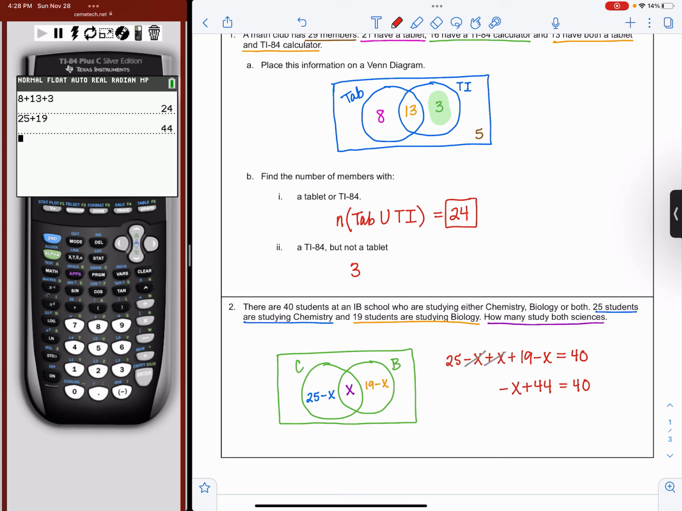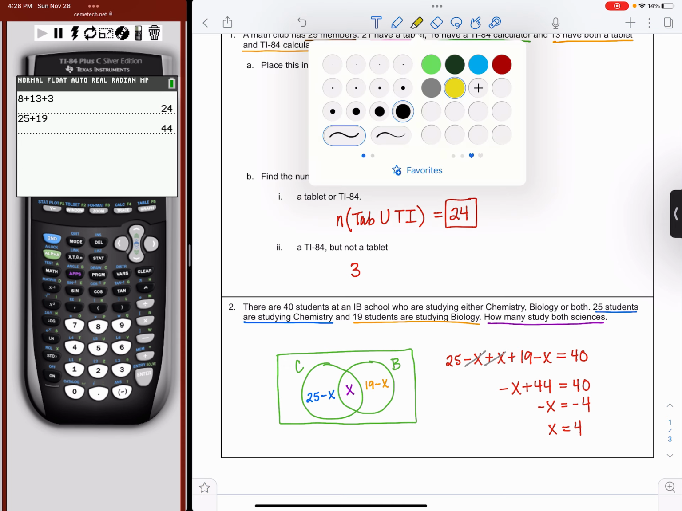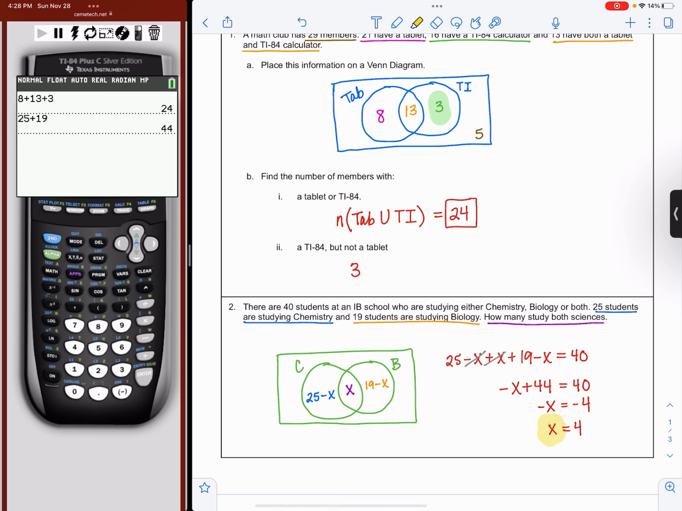And then I will end up subtracting 44 on both sides. So I will get negative x is equal to a negative 4, which means that positive x is equal to a positive 4. So it says how many students are studying both sciences. The answer is going to be 4 students are studying both. That is what x is.